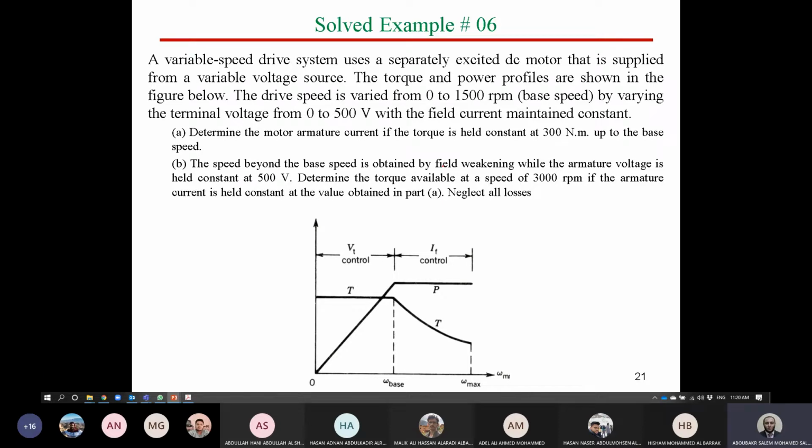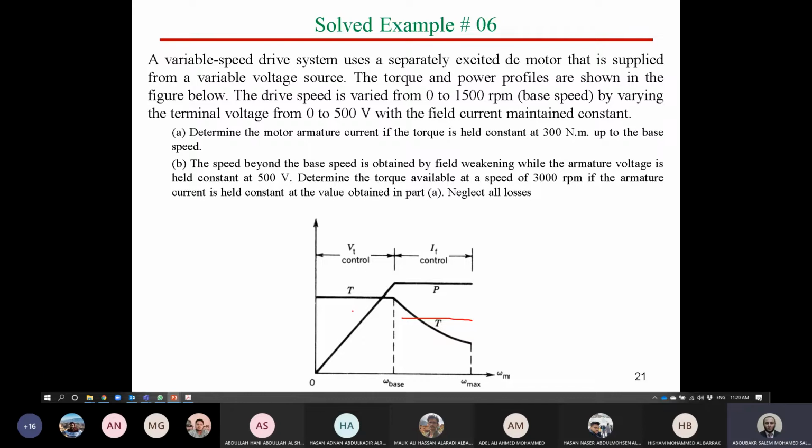So the aim here is to make field weakening, which means we have to reduce the field current, while the armature voltage is held constant at 500 volt. So at the second region, the task is to keep voltage constant and the field current will be reduced. This is going to be made at constant current. Take care that in the beginning, also in the first region, the current was constant as well.